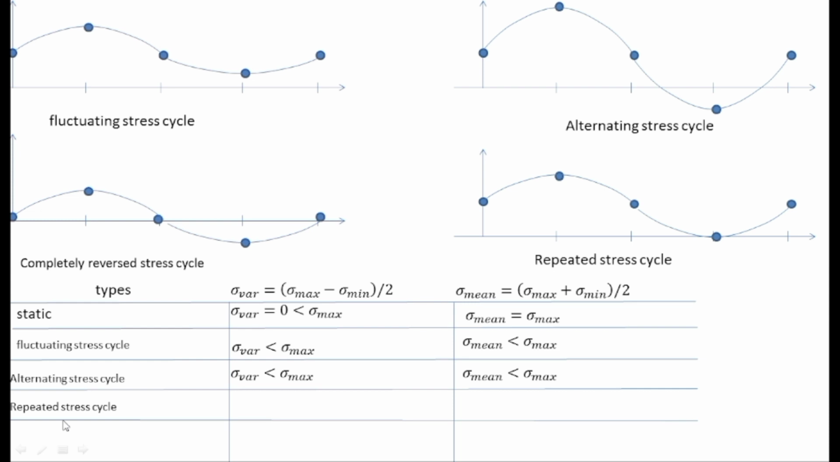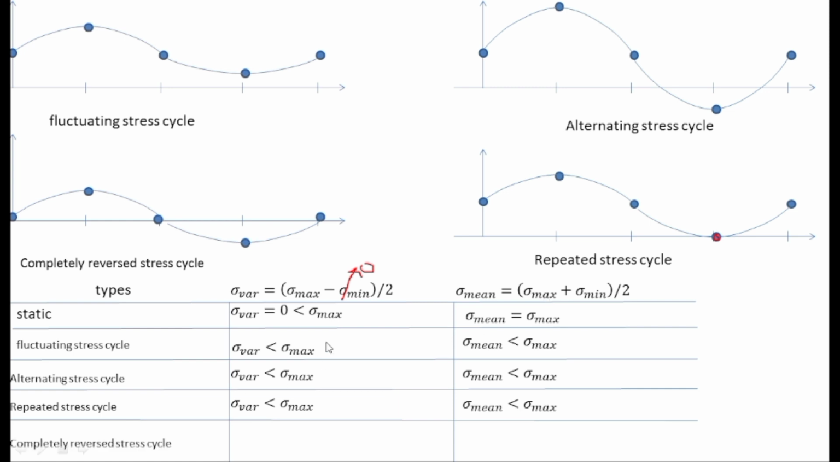And for the repeated stress cycle, you can see that sigma minimum is equal to 0. So this is equal to 0. Sigma variable will be equal to half of the sigma max, meaning that sigma max will be 2 times that of sigma variable, or sigma variable will be less than sigma max, like this. And for this case, sigma mean will also be half of the sigma max.